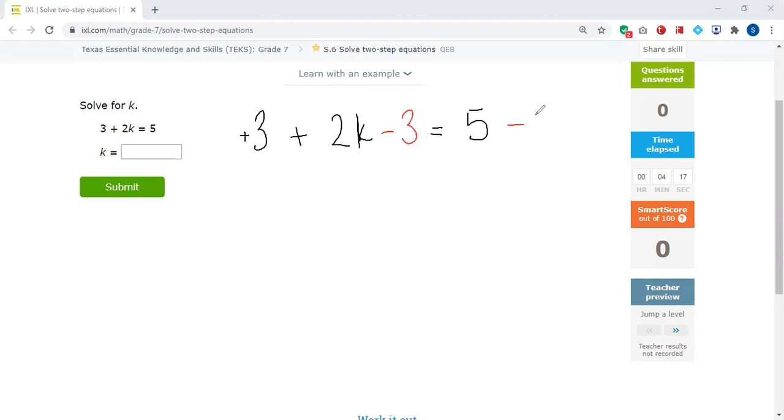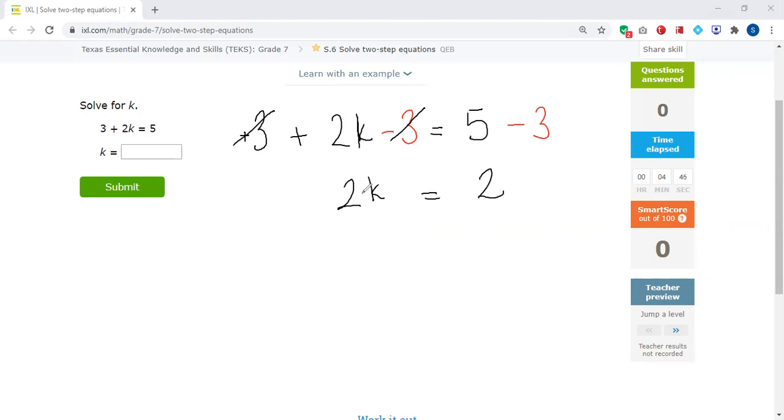Subtract 3 from both sides. We have to do the same thing to both sides, okay? So if you are subtracting 3 from the left, you have to do the same thing on the right-hand side. So 3 and negative 3 will be canceled out. These two are the like terms. 3 minus 3 will be 0. So on the left, I'm going to be left with 2k. 2k is equal to 5 minus 3, which is going to be 2.